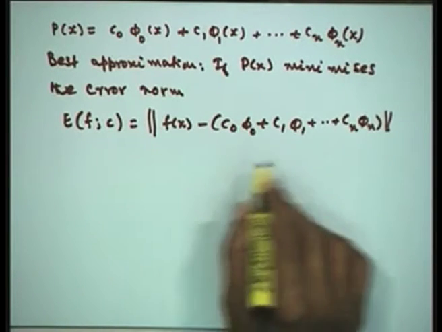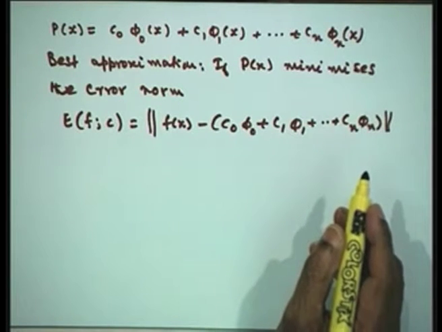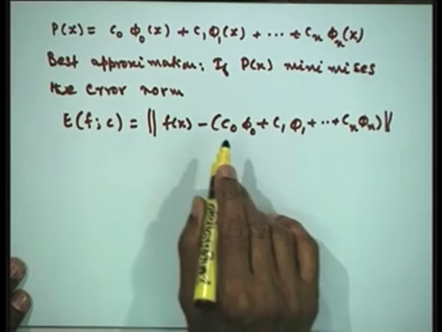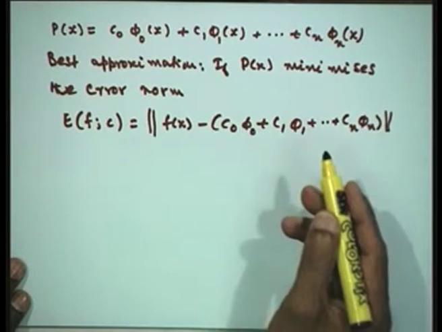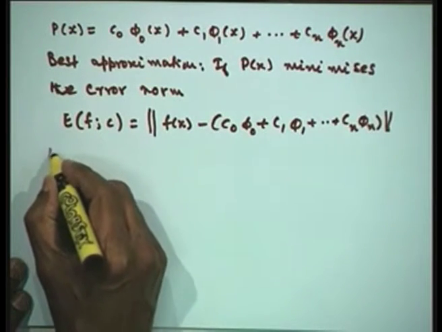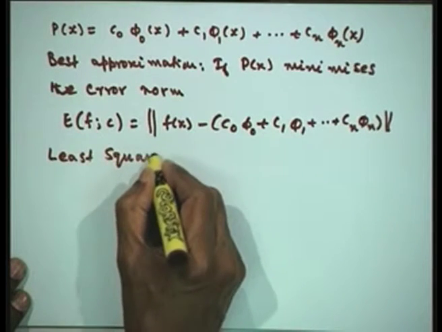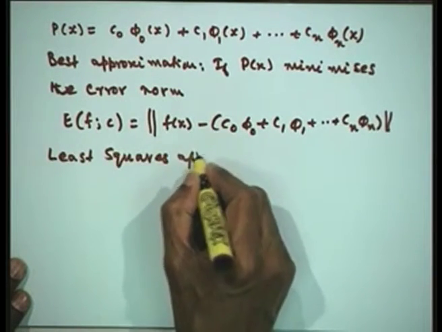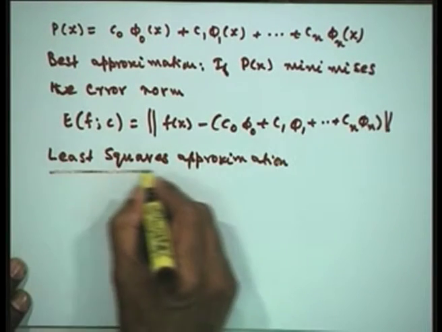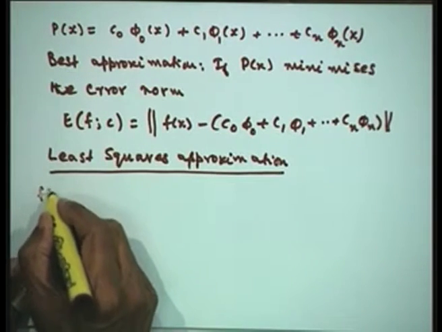Now, if we define a suitable norm, then we get different types of approximation. We mentioned that if we use the Euclidean norm, we get the least square approximation, and if you use the uniform norm, you get the uniform approximation. So, let us again define what is our Euclidean norm for this function to derive the least square approximation. So, let us define the least squares approximation. Therefore, we need to define what is our approximation first.